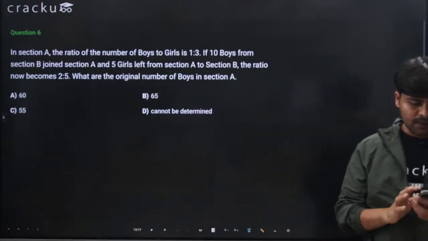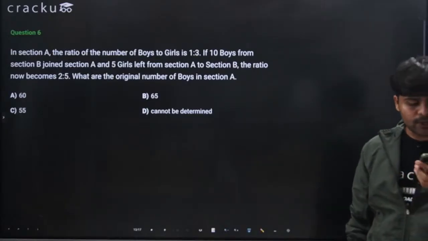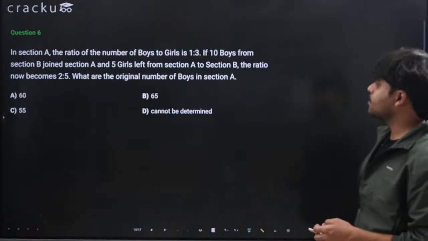Okay, let me just give a shout out to those who got it correct. So 24 ratio 15 ratio 22. Yes, Manu, that is the correct answer. Congrats for getting it right. Let's look at the next one.